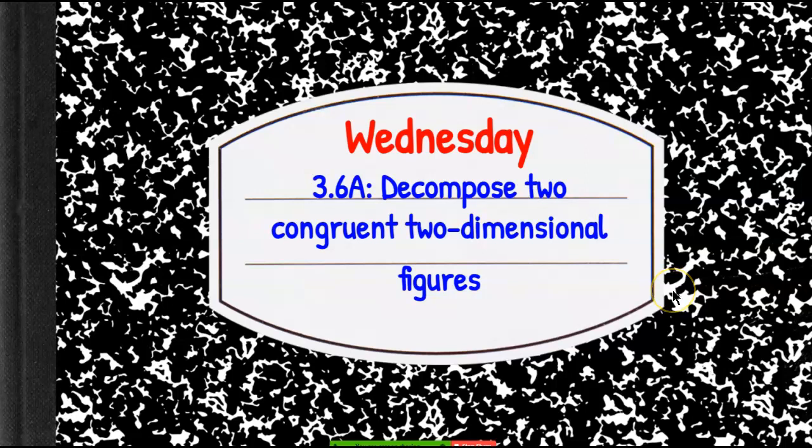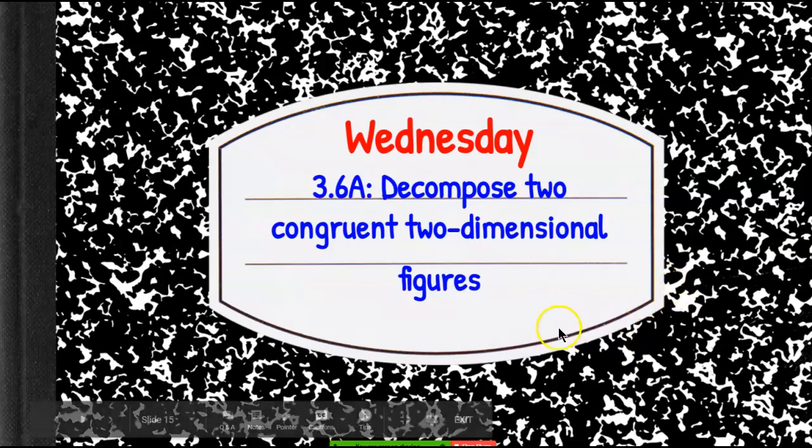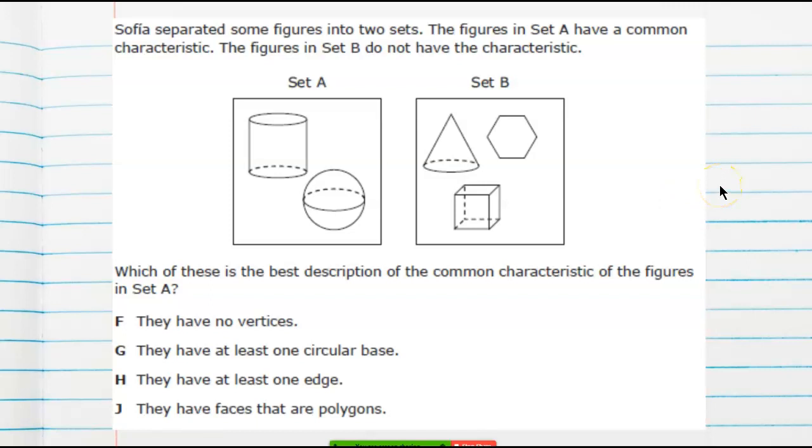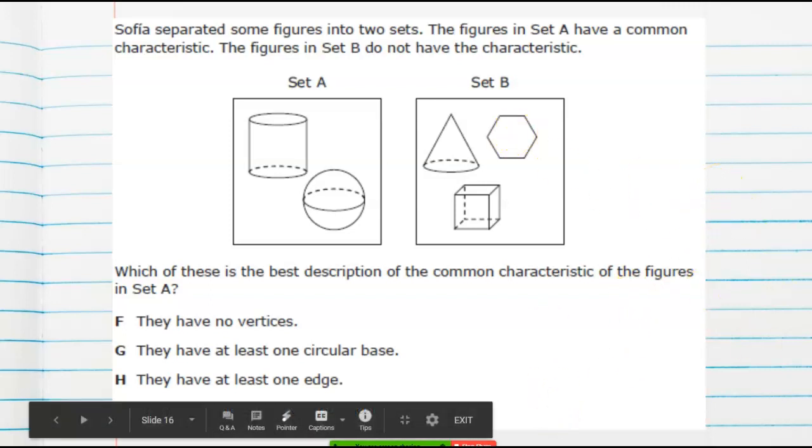Good morning, guys. Today is Wednesday, February 3rd, 2021, and this is your math lesson for today. Today we're going to work on decomposing two congruent dimensional figures. So we're going back to some 2D shapes. Before we do that, let's do a warm-up question.